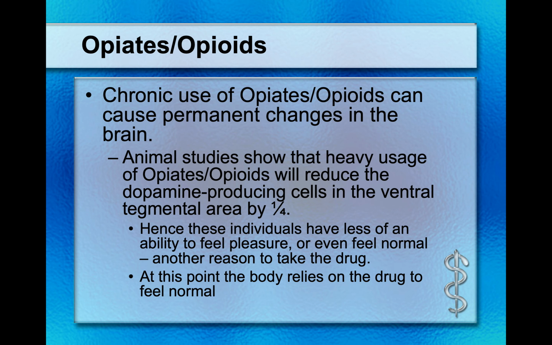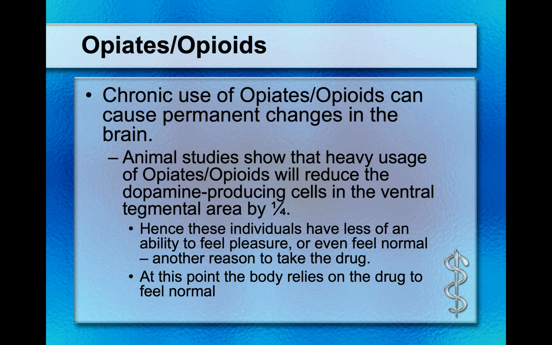the same effect. Chronic use of opiates, opioids can cause permanent changes in the brain. Animal studies show that heavy usage of opiates, opioids will reduce the dopamine producing cells in the ventral tegmental area by 1/4. Now, what does this mean if they reduce the dopamine producing cells in the ventral tegmental area by 1/4? That can cause Parkinsonian symptoms because the dopamine, of course, controls this aspect.